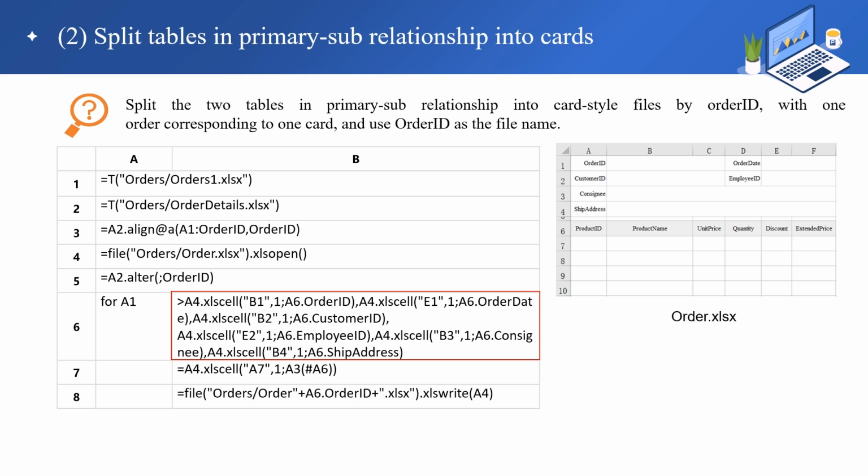B6, write the primary table data to the corresponding position of A4 template. B7, write the subtable data at the corresponding position in A3 to the cell starting from A7 in A4 template. B8, output the final generated primary subcard style table to the file named after order ID.